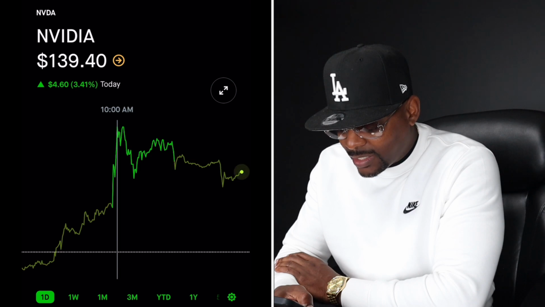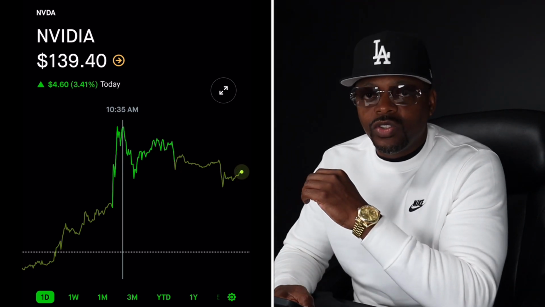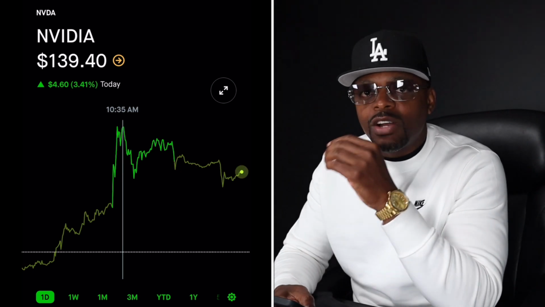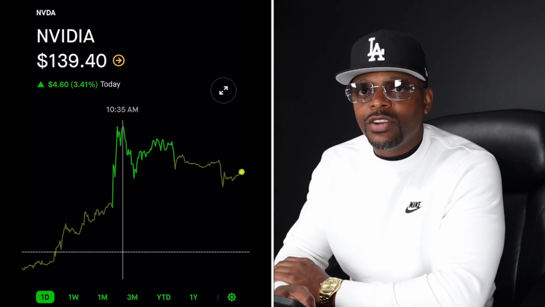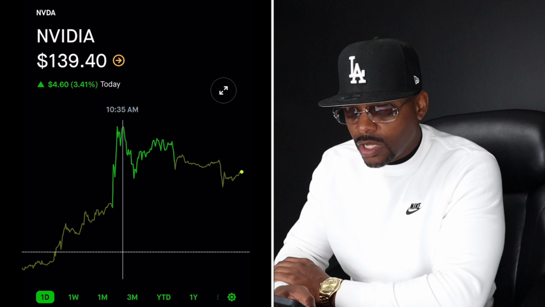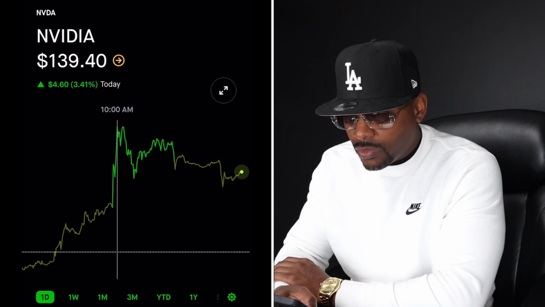By 10 o'clock, it was sitting at 139.40, okay? And then 139.40. Write this number down. I told you there's no coincidences in the market, so you need to know levels down to the cent. This is the closing price. That don't mean that it didn't go higher than this. This is where the candle closed, 139.40 at 10:35 and 139.40 at 10 o'clock, okay?